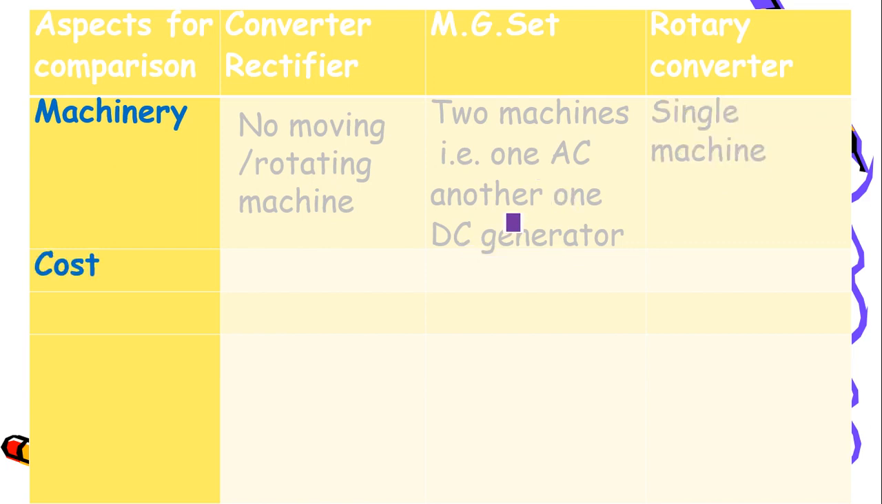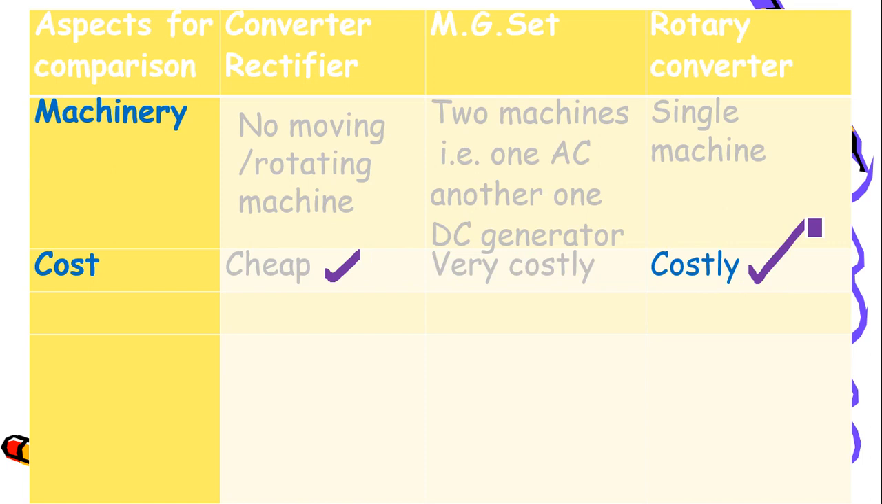The cost part. The rectifier is comparatively very cheap compared to the MG set and rotary converter of the same capacity. The inverter or rectifier will have lesser cost, and the MG set, because two machines are required, is high cost, and the rotary converter is comparatively medium, in between that of the rectifier and MG set. From this we can understand that in industry the cost will be the main concern, so the rectifier will be the first option for usage.